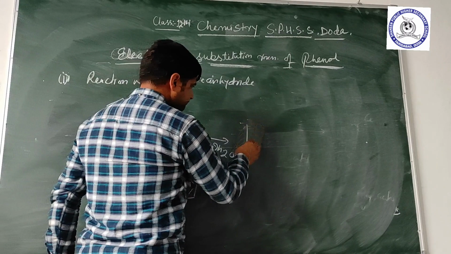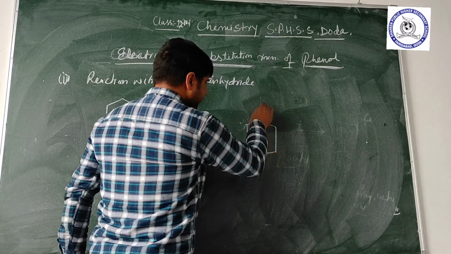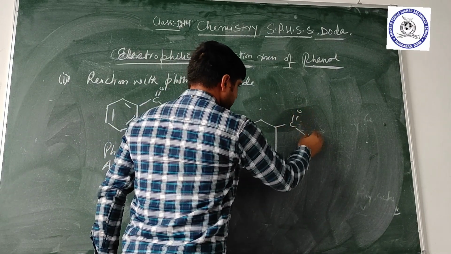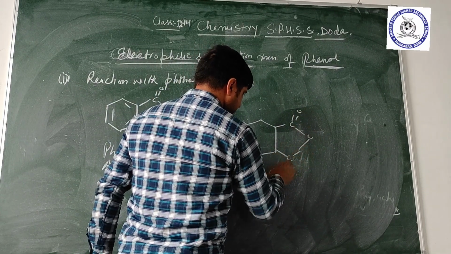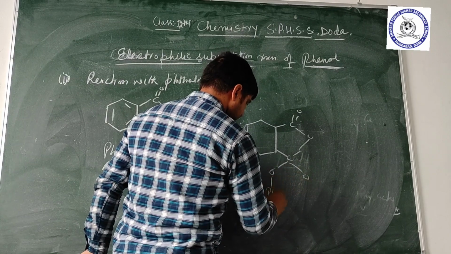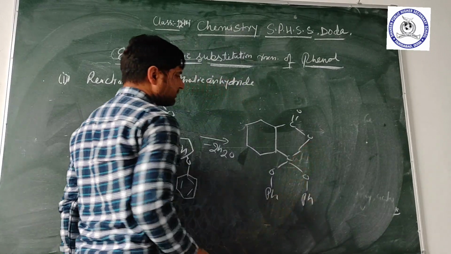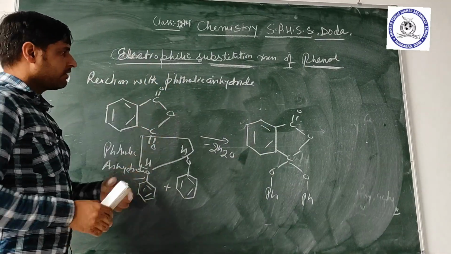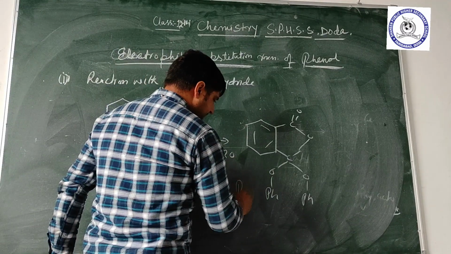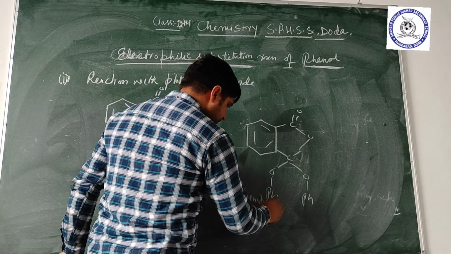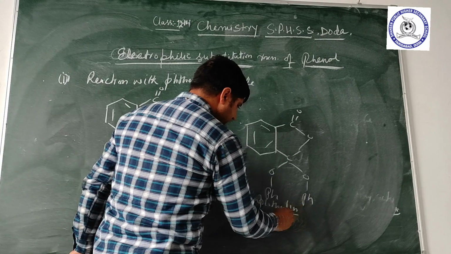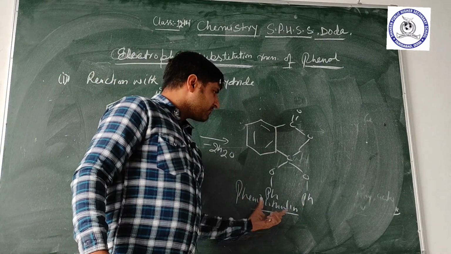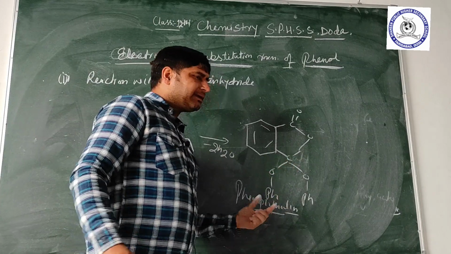to form phenolphthalein, and this reaction is used for the preparation of phenolphthalein dye, which is used as indicator of an acid. Phenolphthalein is a dye which is used as an indicator for acids.